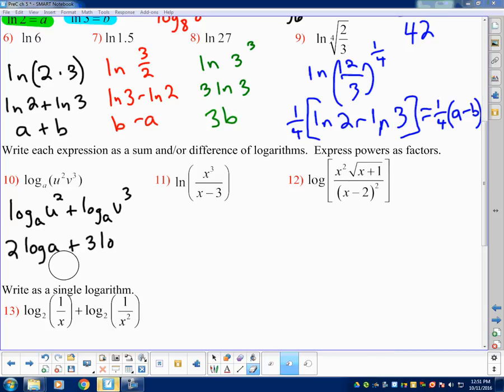So I have 2 log base A of u plus 3 log base 3 of v.